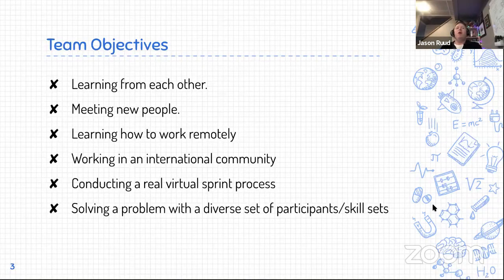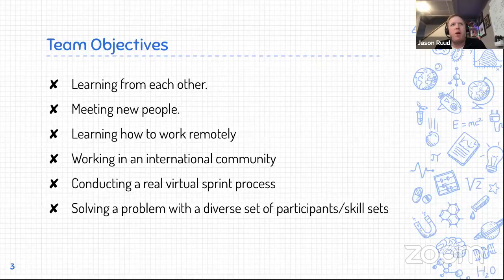All right, so we asked the team what some of their objectives were for participating in GVDS. Some of us were return folks, and we had a couple new folks as well. Primarily, we wanted to meet new people, learn about the GVDS process, and get better at virtual design sprints. We were working across an international community, and this team really came together and gelled, and I was really impressed. And we had a lot of fun too.